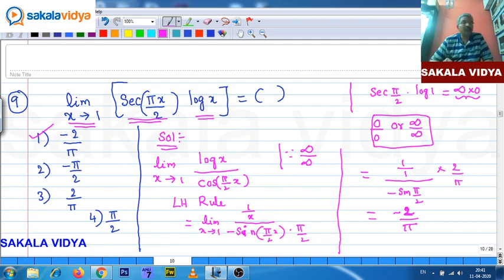Yes, log 1 is 0, it's absolutely correct. This is not infinity by infinity, I did not check it. Log 1 is 0 and cos pi by 2 is 0, 0 by 0 form itself only. Thank you. But even 0 by 0 or infinity by infinity, we can apply LH rule.